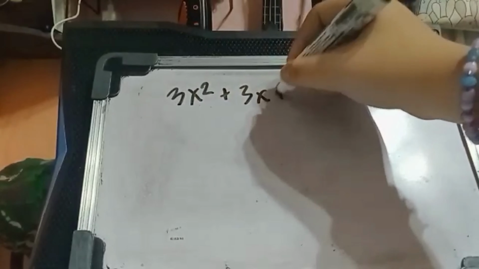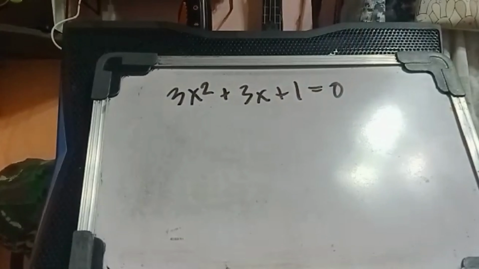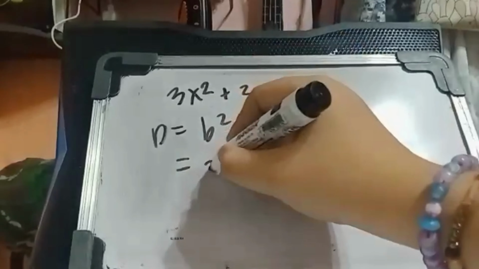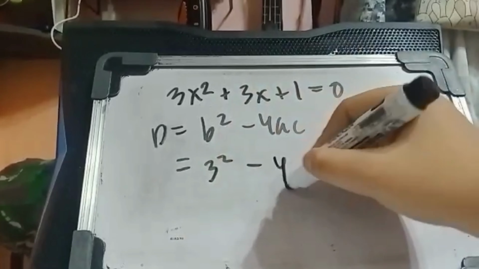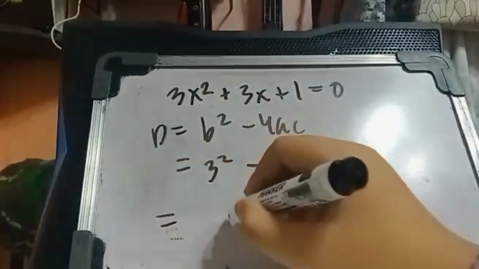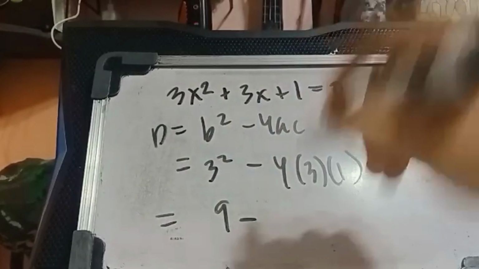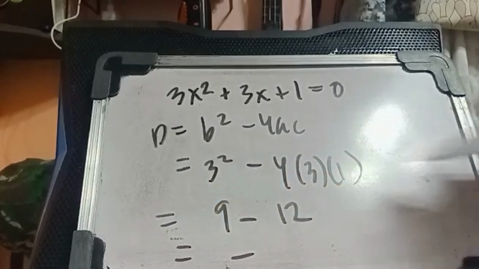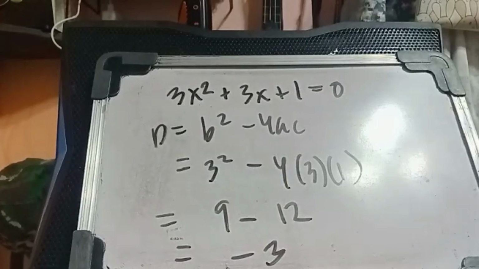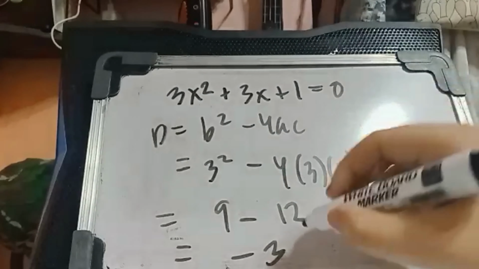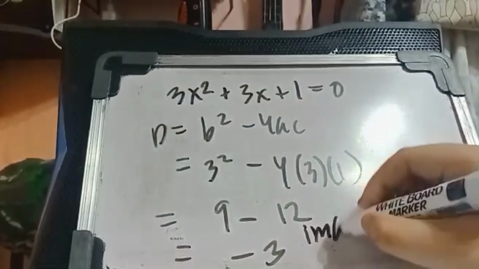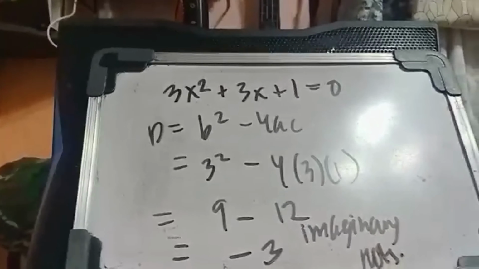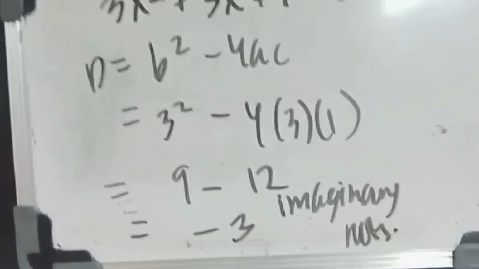Diretso na ako, hindi ko na hinanap yung A, B, and C. So, magiging 3 squared minus 4 times 3 times 1, 9, and 12. So, magiging negative 3. Ano siya? It's less than 0. So, it's sad. The roots are imaginary. They are imaginary roots. Okay? Imaginary roots.